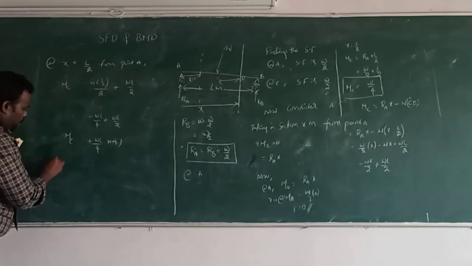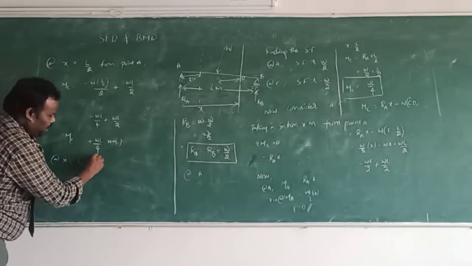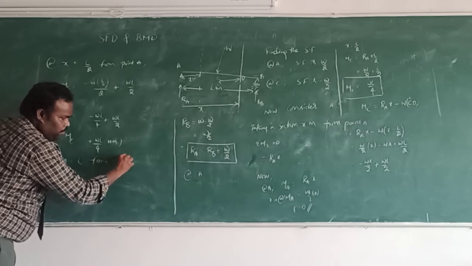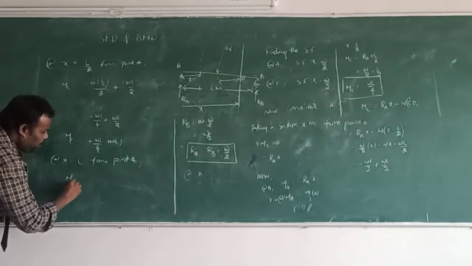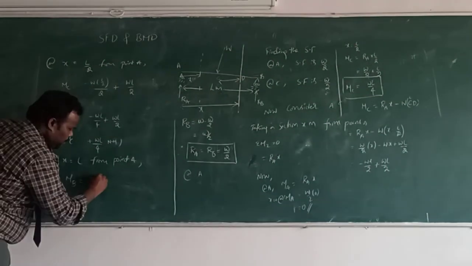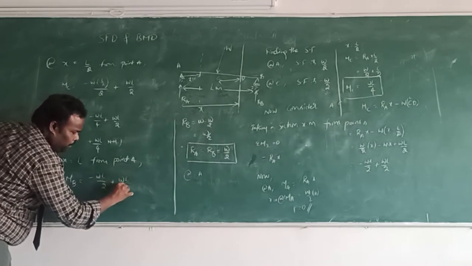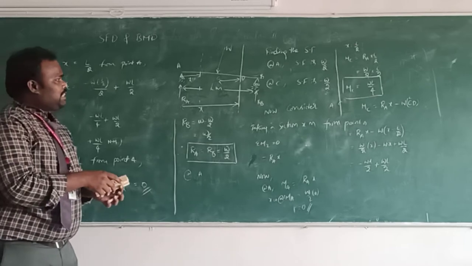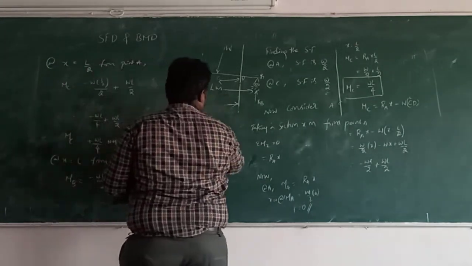Next one. At x equal to L, from point A, M_B equals minus W L by 2 plus WL equals 0. Next one, so now drawing the shear force diagram.